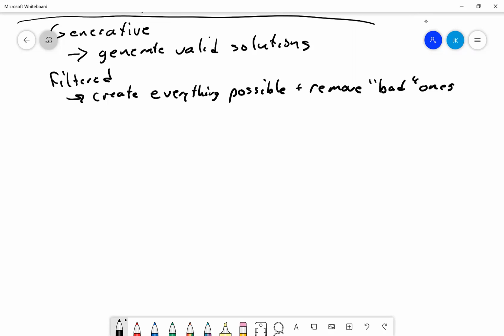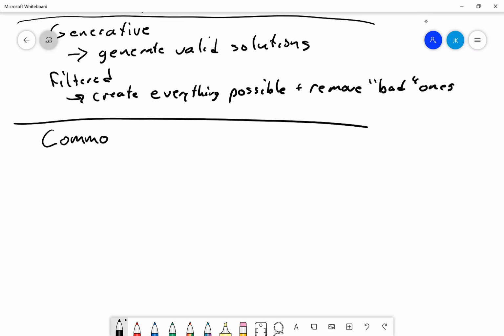And that's an example of a filtered approach to generating primes, whereas a generative approach is going to actually try to say, what is the next prime that I could get? And there's not exactly a good way of doing that, but there's sort of things along that line. So generative methods try to just generate all of the different solutions directly. Filtered methods generate a bunch of stuff, including a bunch of stuff you don't want, and then filter out all of the bad stuff.